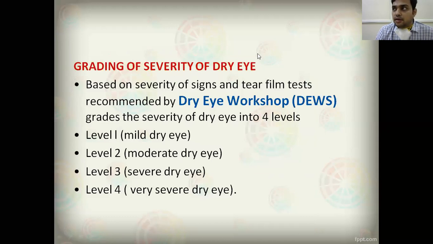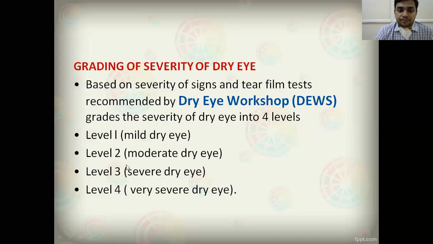Grading of severity of the dry eye is based on the Dry Eye Workshop, which grades dry eye into four levels. Level 1, we call it a mild dry eye. In level 2, we call it a moderate dry eye. In level 3, we call it a severe dry eye. In level 4, we call it a very severe dry eye.